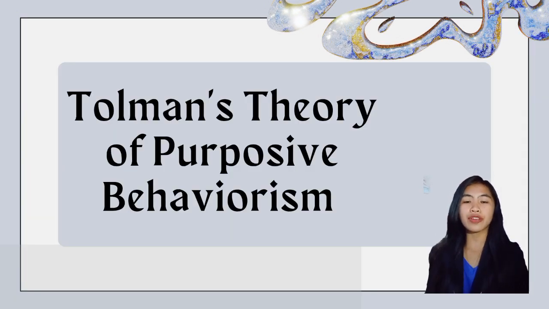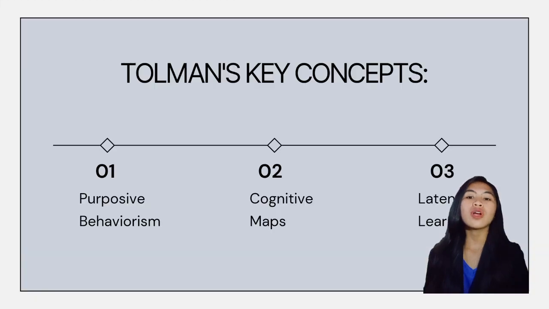Edward Tolman's theory of purposive behaviorism is a branch of psychology that focuses on the purpose or goal of behavior, rather than the traditional stimulus-response connections proposed by other psychologists like Edward Thorndike. These are Tolman's key concepts. First is purposive behaviorism. Second is cognitive maps. And the third one is latent learning.